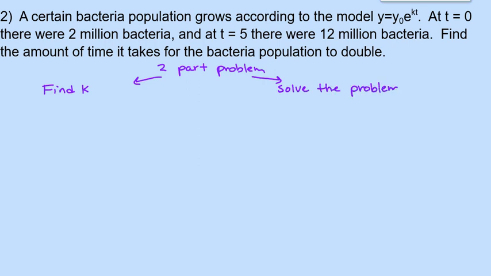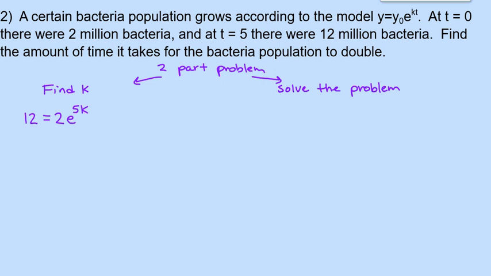And the way you find k is you use the given information. So we know that if we started with 2 million bacteria and ended with 12 million bacteria, that would take 5 units of time. I don't think we're told here what the unit of time is, so just 5 units of time. So I'm going to plug those numbers in. 12 for 12 million is the final amount. 2 for 2 million is the initial amount. And then we have e to the k, we're trying to figure that out. And the time that has elapsed is 5, so e to the 5k.